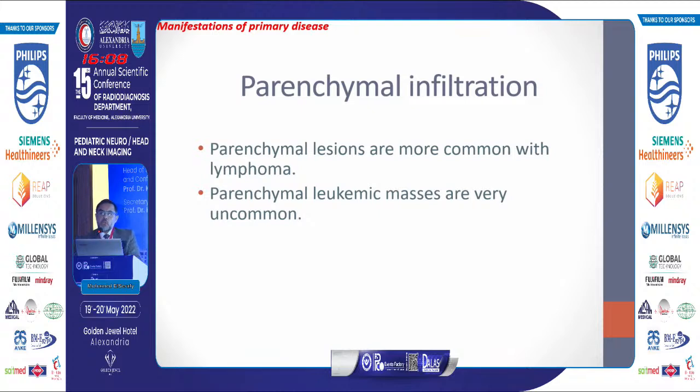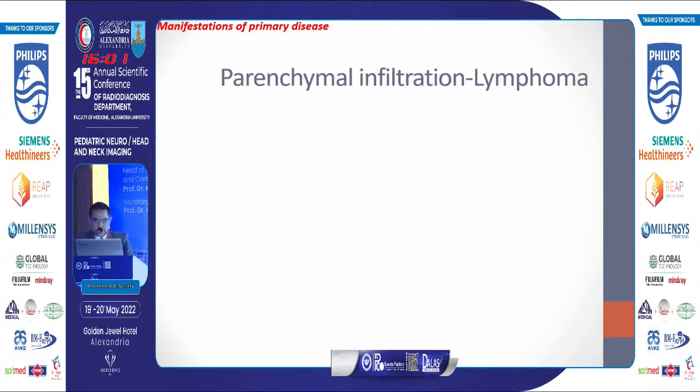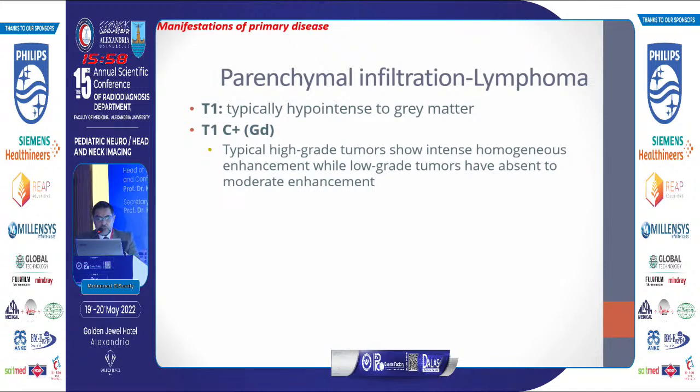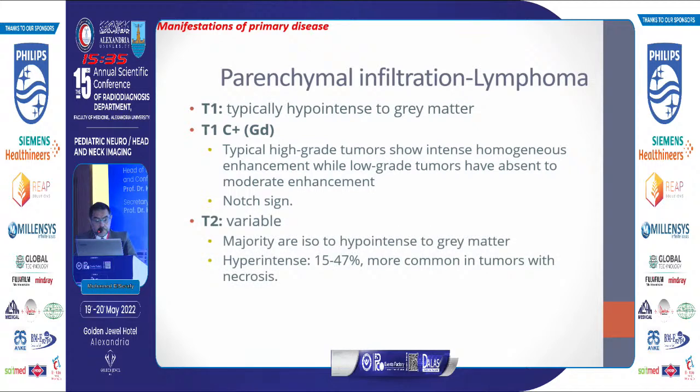Parenchymal infiltration is most commonly seen with lymphoma, and it's very unlikely to be seen with leukemia, although it can happen. Typical parenchymal lesions in lymphoma will appear as hypointense on T1 with diffuse enhancement. However, low-grade lymphomas may show no enhancement or mild enhancement. Notch sign is seen in primary CNS lymphoma.